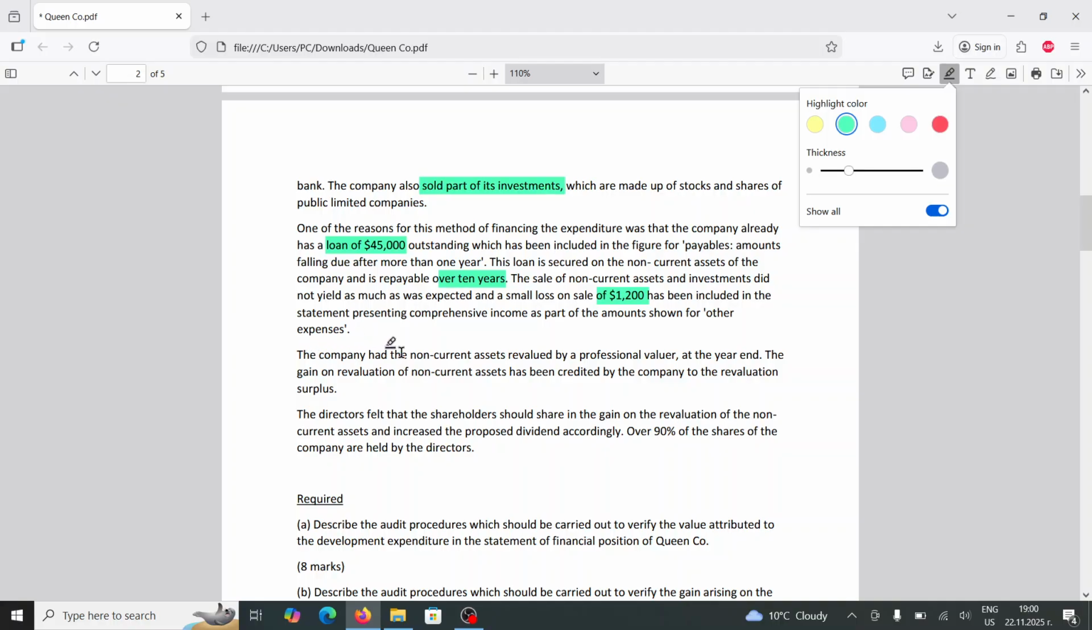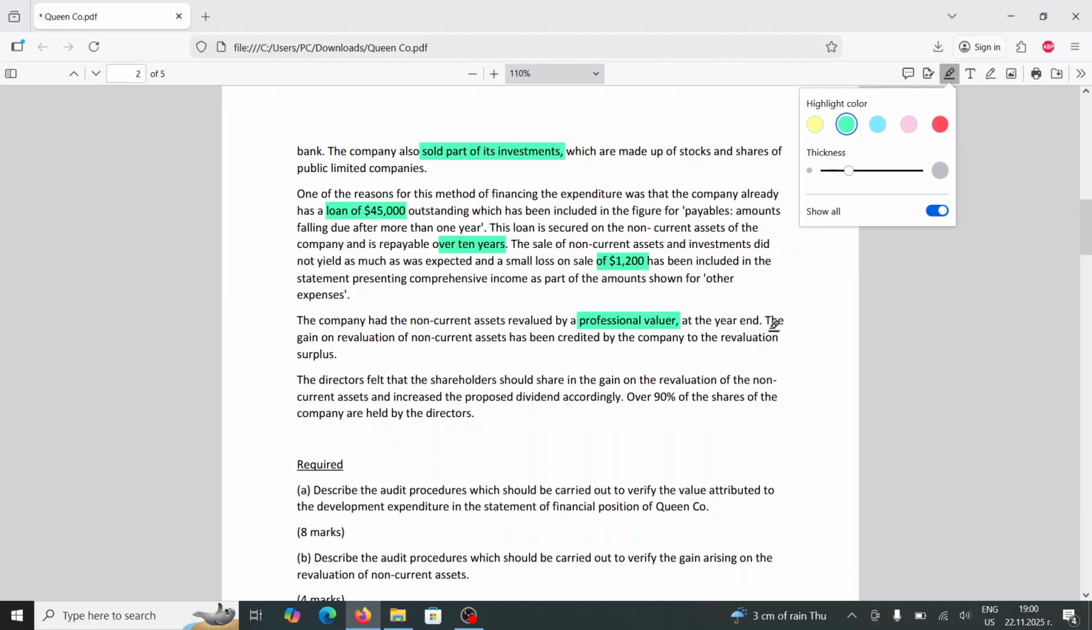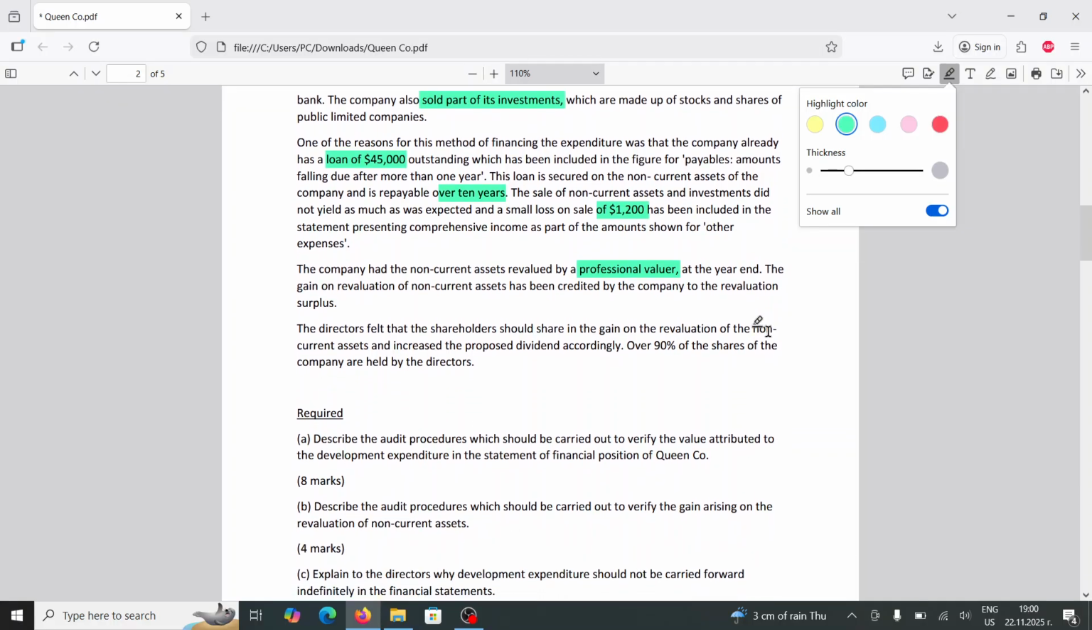The company had the non-current assets revalued by a professional valuer. So when there's a professional valuer, you have to ask the question, is that professional valuer within the company or outside? Are they qualified? Do they have a track record? Do they have documentation supporting their valuation or not? So professional valuer is something that occurs in the AAA exam every now and then, so pay attention if you see it.